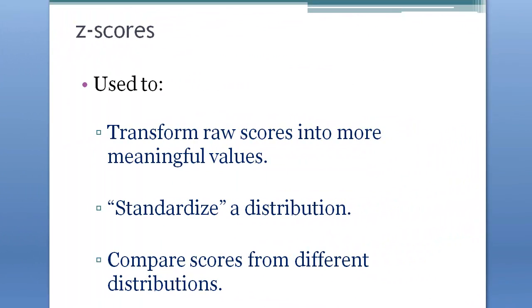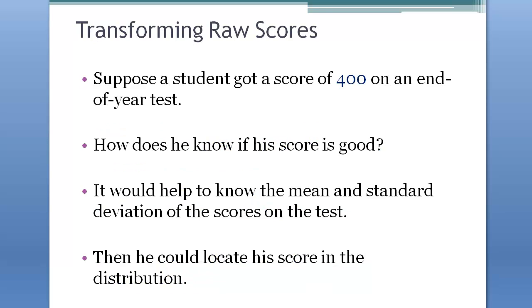What are z-scores? They are used to transform raw scores into more meaningful values, standardize a distribution, and compare scores from different distributions. For example, let's look at this question. Suppose a student got a score of 400 on an end-of-year test. How does he know if his score is good?